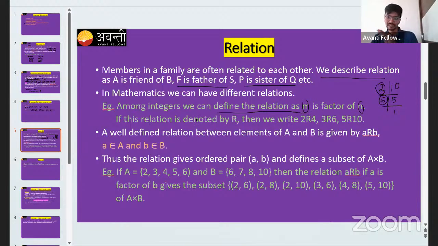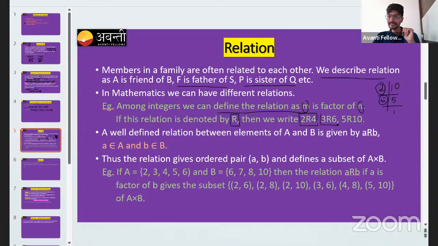So let us now denote this relation. We denote this relation by R. Then we can write this, which is a symbol for a relation. Please note this is a symbol for relation. 2R4, meaning R is defined as m is a factor of n, meaning 2 is a factor of 4. 2 is a factor of 4. Basically, I can say that 4 comes in the table of 2. Sorry, I said it the wrong way round. 4 comes in the table of 2.